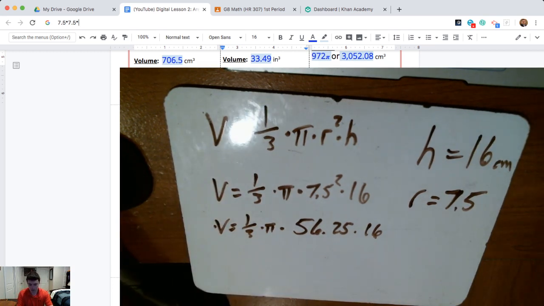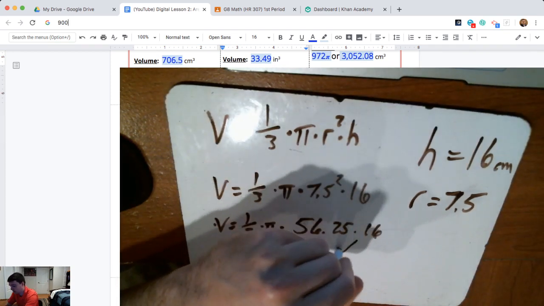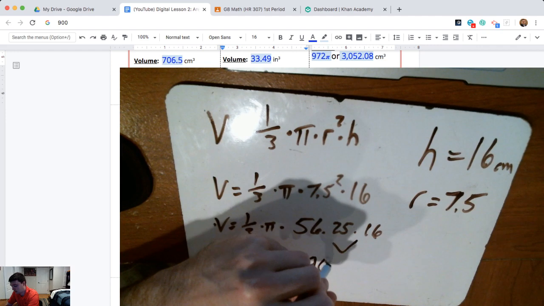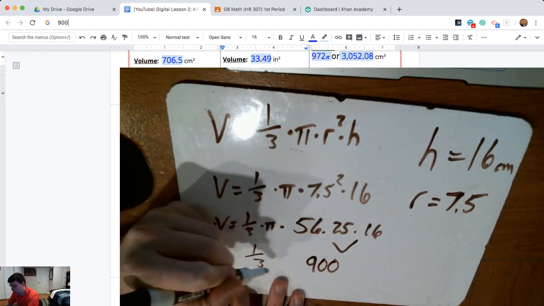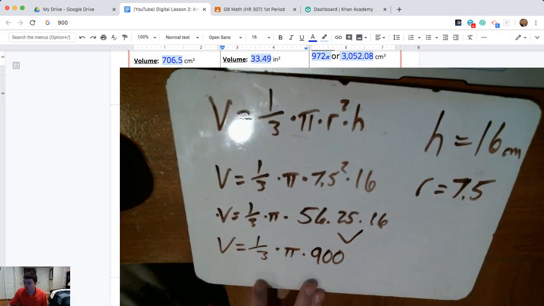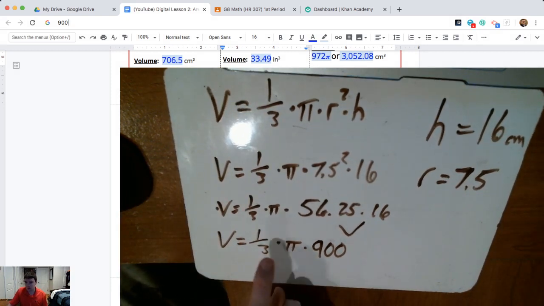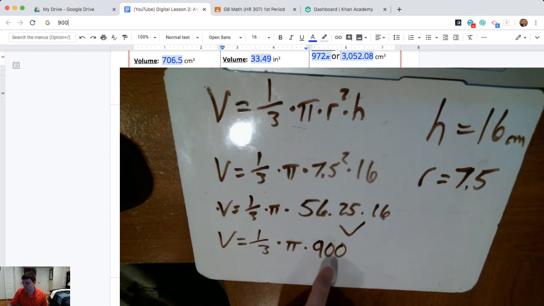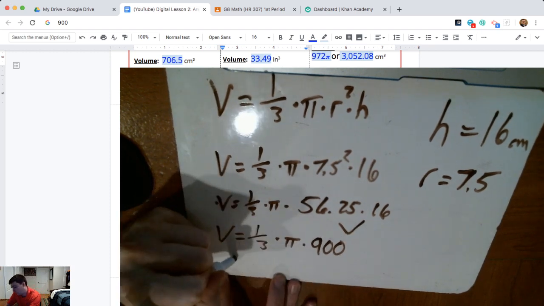I'm going to multiply that by 16, which is the height. So when I do 56.25 times 16, I get exactly 900. I get 1/3 times pi times 900. 900 times 1/3 is just like doing 900 divided by 3. And if 9 divided by 3 is 3, then 900 divided by 3 would be 300.